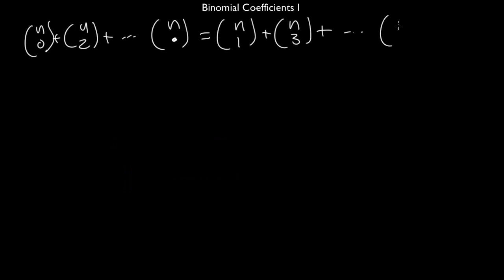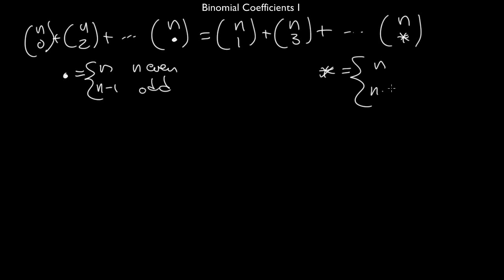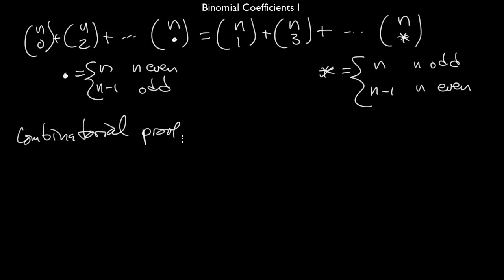And I'm going to indicate where these sums end. This dot is either n or n minus 1, depending whether n is even or odd, because that's the biggest even one. And the biggest odd number less than or equal to n is n or n minus 1, depending whether n is even or odd. So that's the result. And here's a combinatorial proof of this fact.